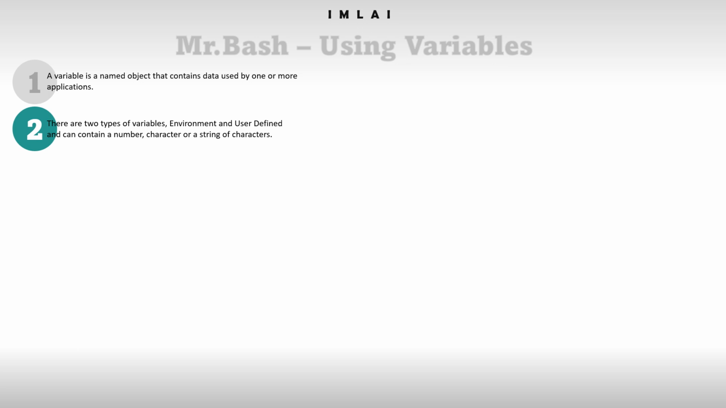It's common with every aspect of programming languages in the software industry. There are two types of variables. One is environment variable and the second one is user defined variable. And it can contain a number, a character, or a string of characters.